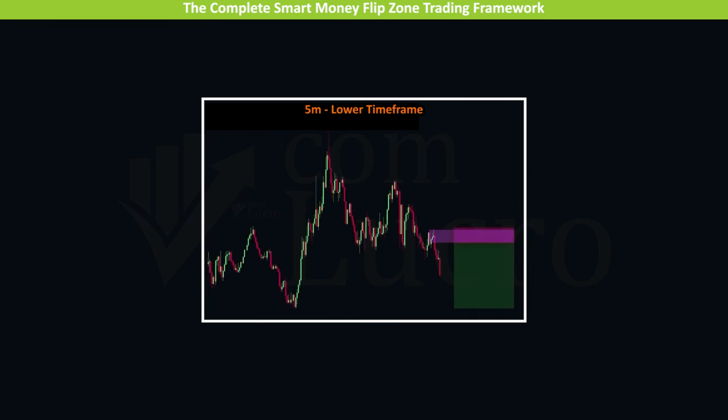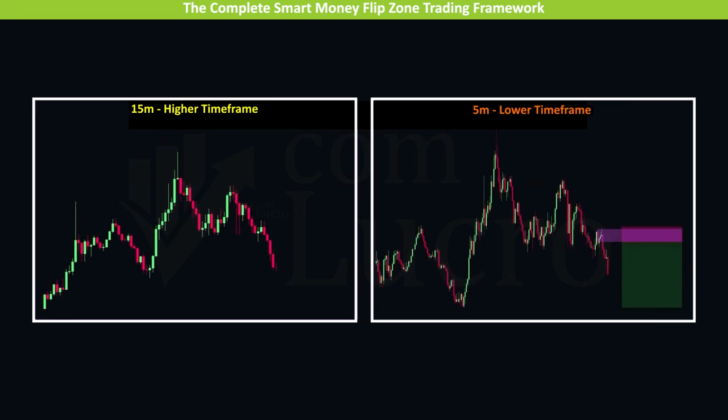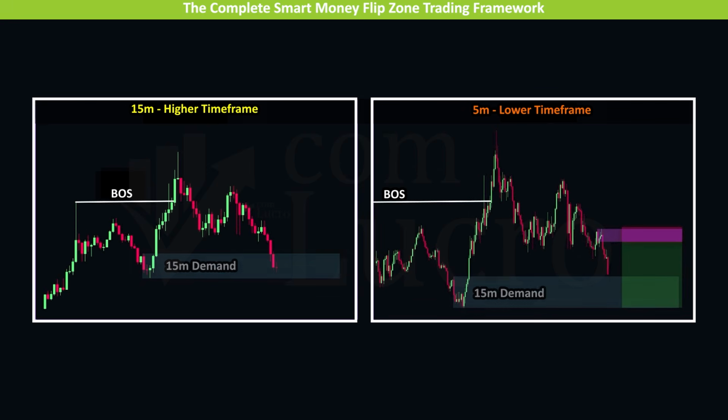Begin your analysis on a lower time frame, such as the M5 chart. At first glance, price may appear to offer a clean sell setup, with clear lower highs and lower lows. However, do not rush into the trade. Take a step back and zoom out to the M15 chart. You may notice that price has just tapped into a strong M15 demand zone that has not yet been broken. At that point, the structure on M5 can suddenly begin to flip bullish.